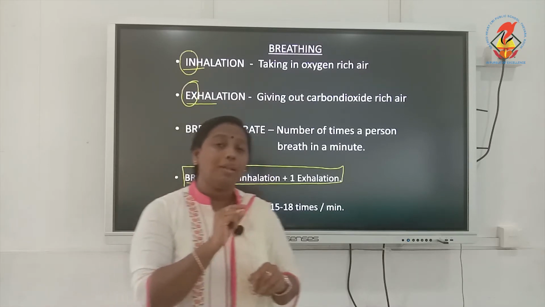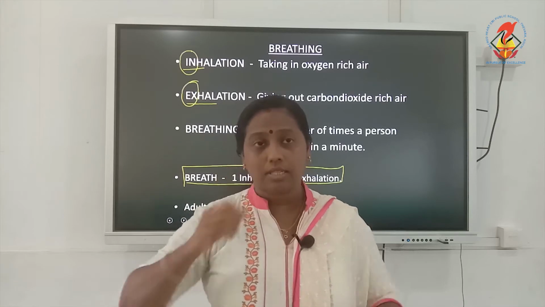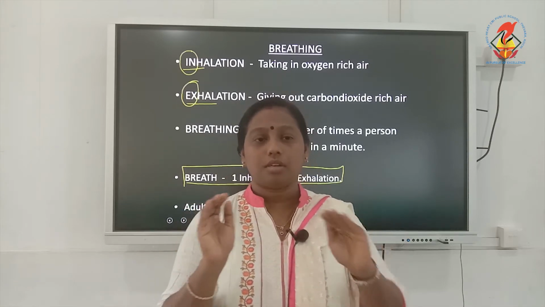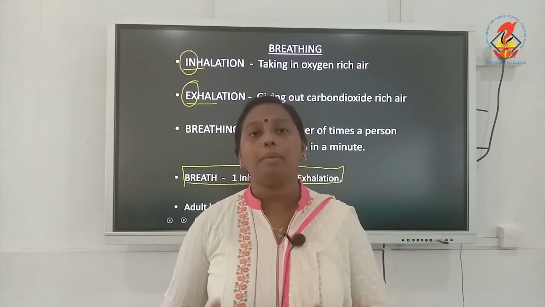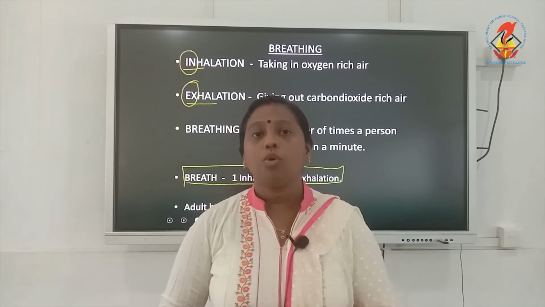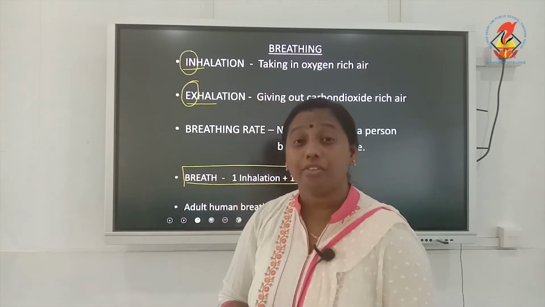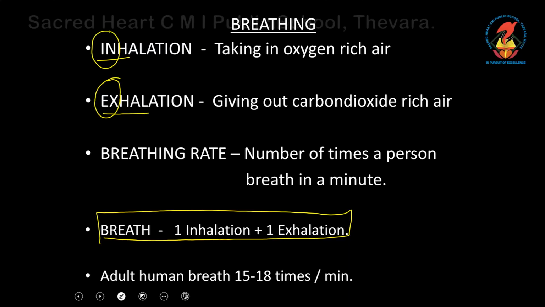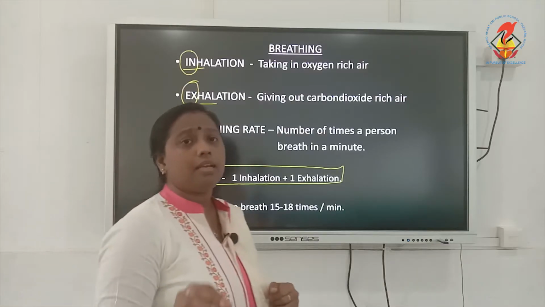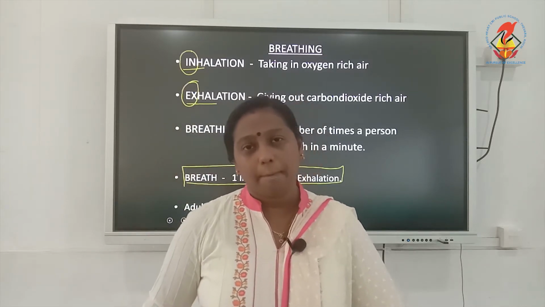Now, the number of times we breathe per minute. In one minute, how many times are you breathing? If you want, you can find it out. You just sit relaxed, note the time, and breathe normally, and count the number of times you are breathing. That is your breathing rate, and you can see that it's somewhere around 15 to 18 times per minute. So a normal human being breathes 15 to 18 times per minute.